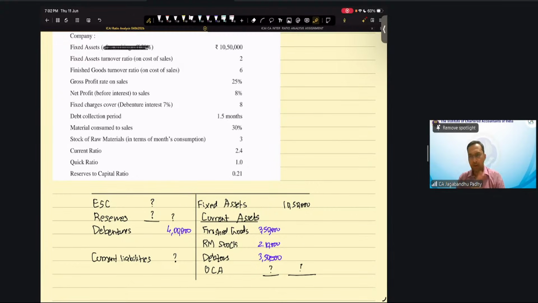So just 2 minutes time for you. Try to form an equation and get the value of current asset and current liabilities. Total current assets and total current liabilities. Try to get it.